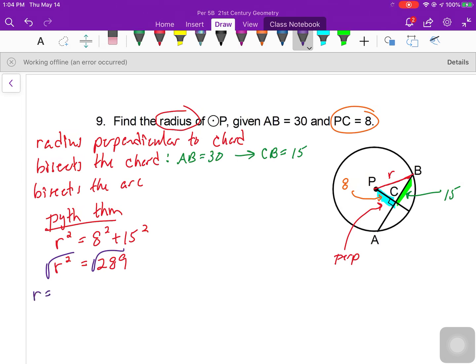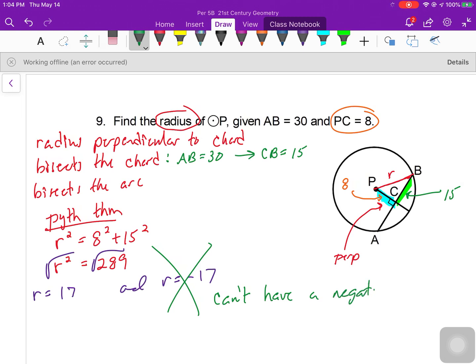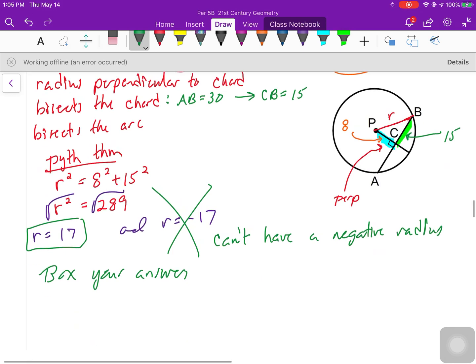R squared is equal to 289. To finish solving that, we have to take the square root of both sides. When you take the square root of both sides, you actually get two answers. You get 17 and negative 17. Okay, but we can't have a negative radius. And that's why it's so important we box our answers, because our only answer is really r equals 17. Don't forget to box your answers.